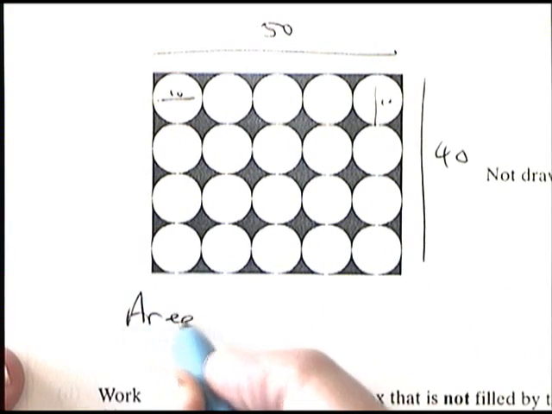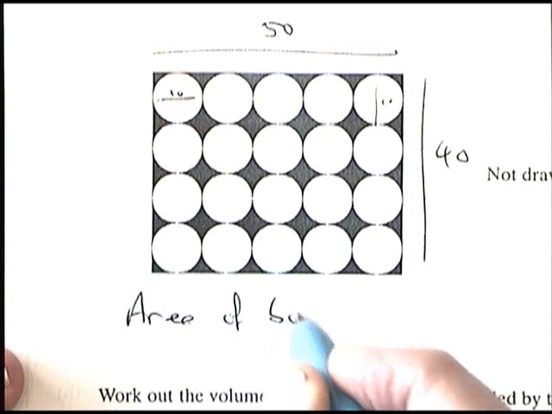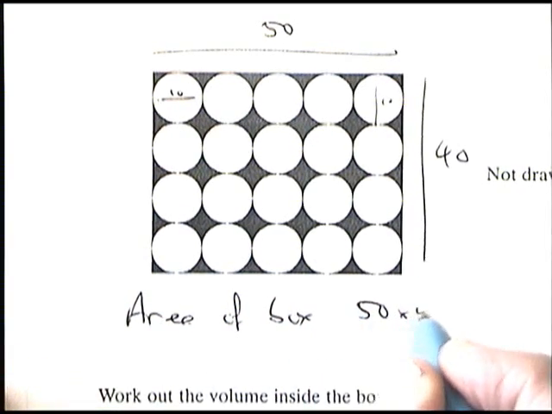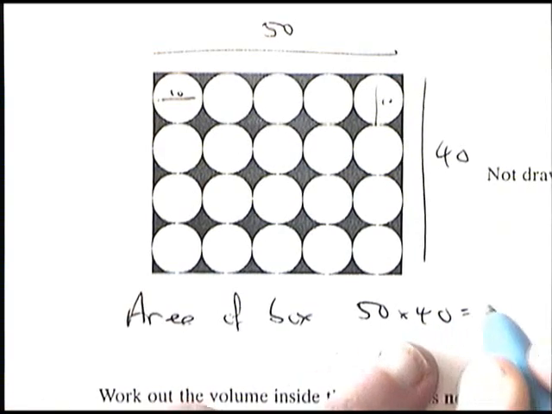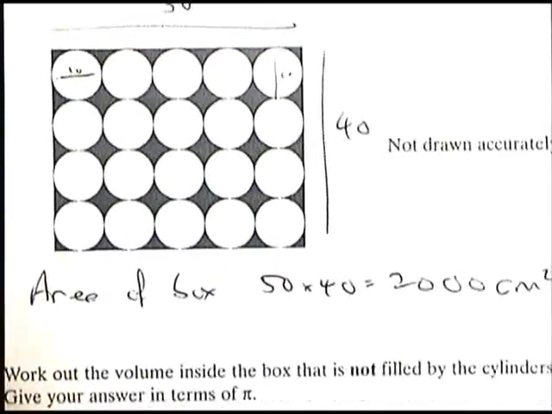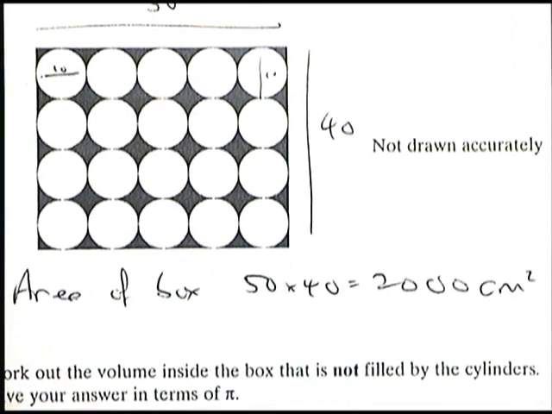So first of all, what we can work out is the area of the box, that's the base of the box, is going to be 50 times by 40. 5 fours are 20, and the 2 zeros. So the area of the base of the box will be 2,000 centimeters squared.